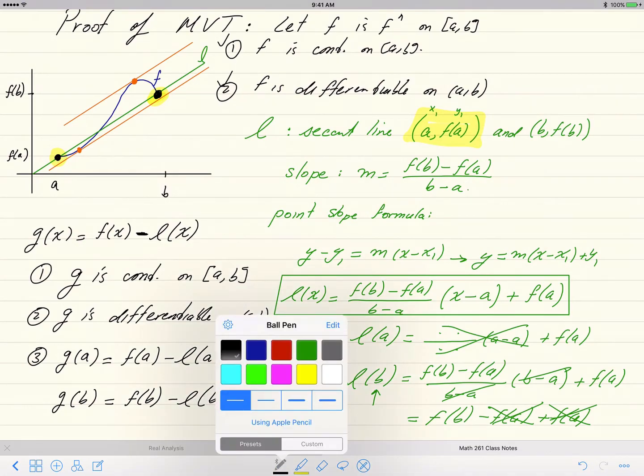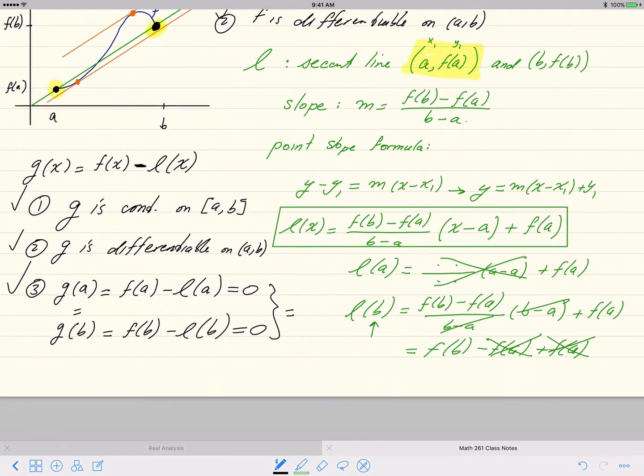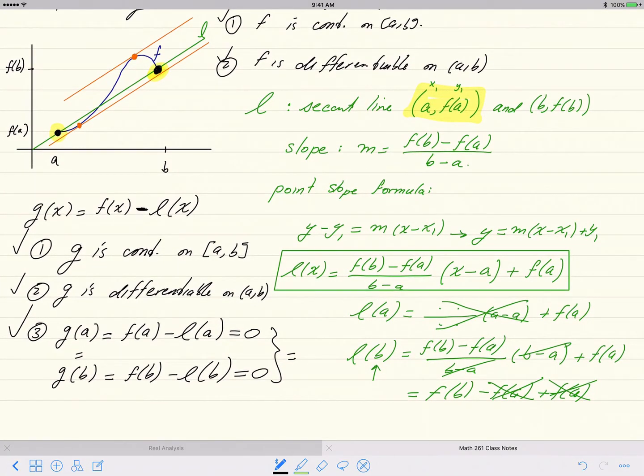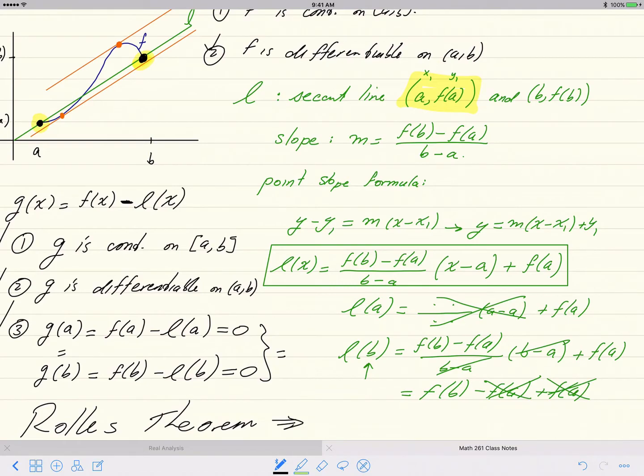But more importantly, what we've established is that these two are equal. So g of a equals g of b. So now g satisfies the three requirements of Rolle's theorem. So now we could use Rolle's theorem. What does Rolle's theorem guarantee? That g prime of c is equal to 0 for at least one c in the interval AB.